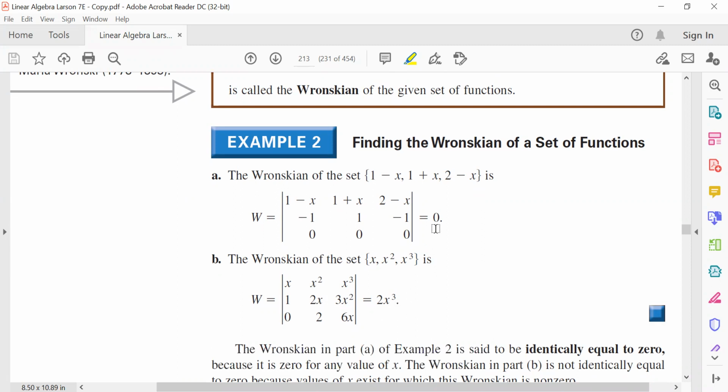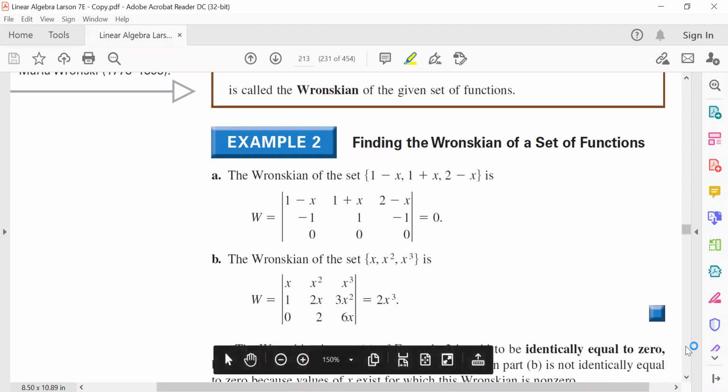Whereas this is, 0 is always 0. So these three functions are not linearly independent. These three are, according to the Wronskian test.